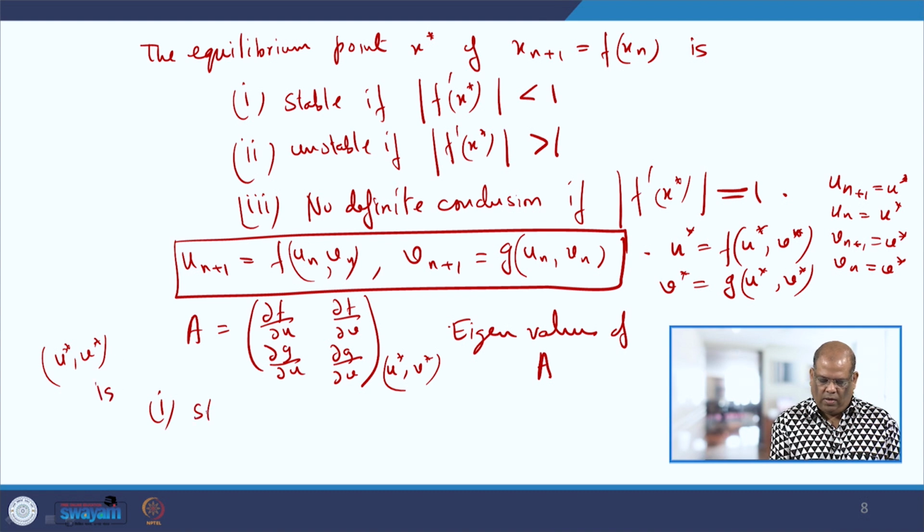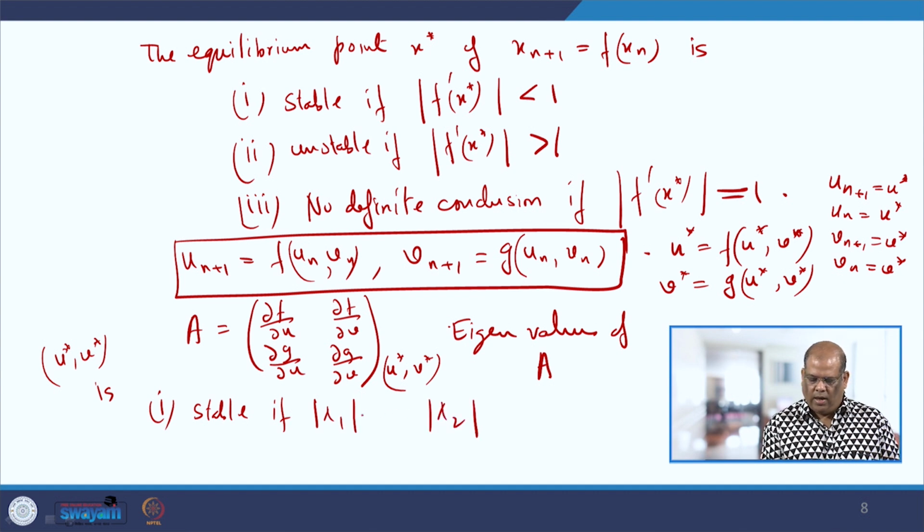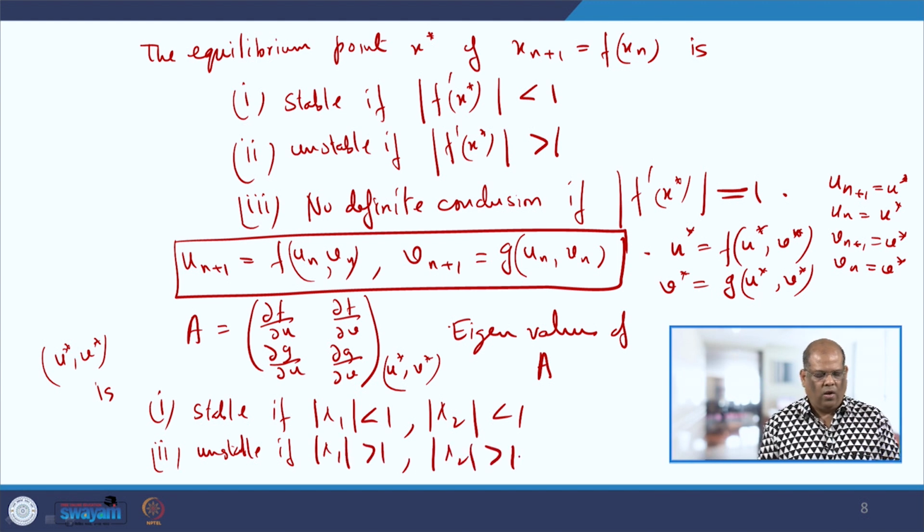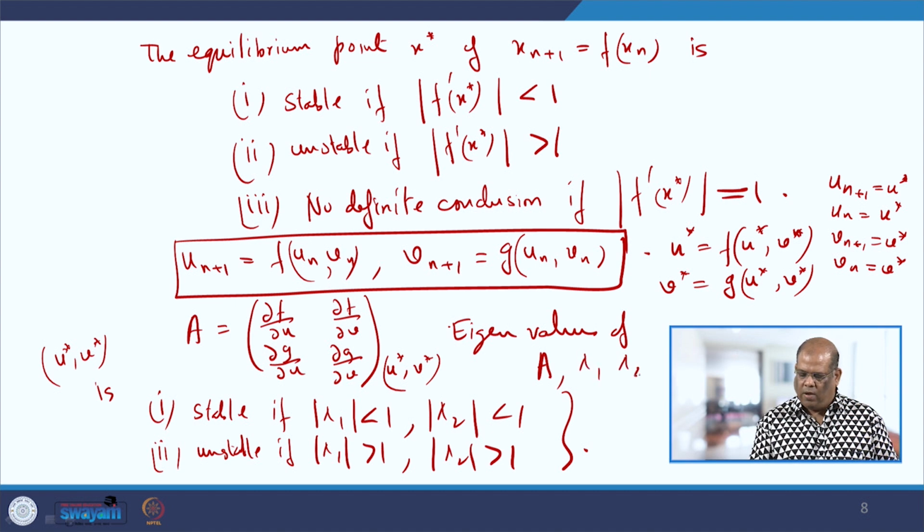is stable if both the eigenvalues, by taking the modulus, are less than 1, and unstable if both the eigenvalues have modulus greater than 1. So, it's a similar kind of result, just like the linear one. You have to just remember these as a formula or as a theorem, so that you can apply them to the problems. So, the eigenvalues of A, say, are lambda 1 and lambda 2.